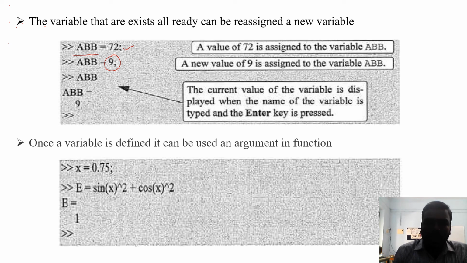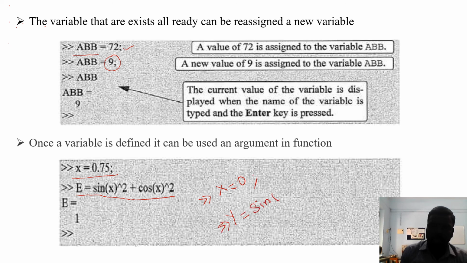Similarly, once a variable is defined, it can be used as an argument in a function. I take the value of x as 0.75 and put the function e equal to sin x squared plus cos x squared, then we get the value 1. For example, if x equal to 0, I define y like that: after the command prompt symbol, y equal to sin of 0. We know the value of sin 0 is 0, so after pressing enter, we get the value 0.